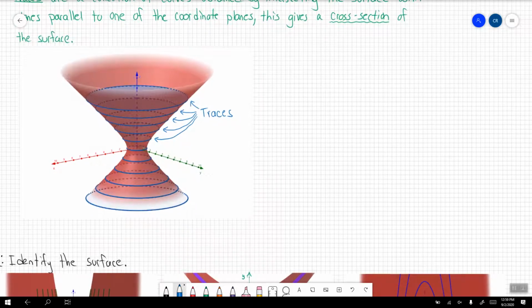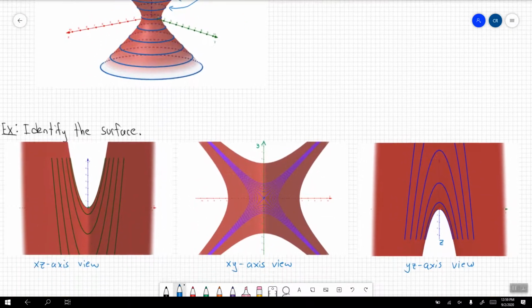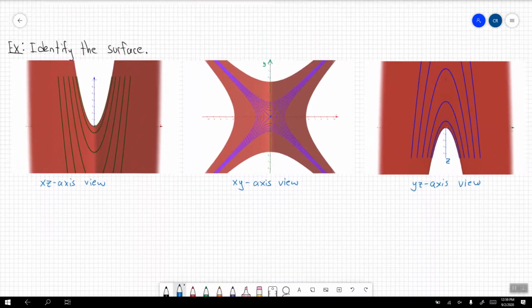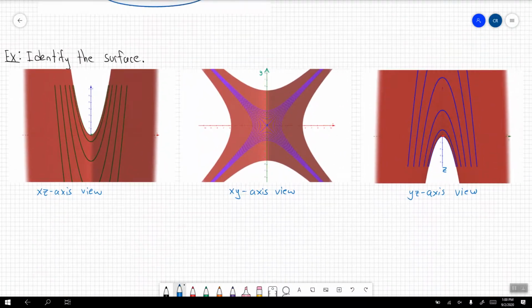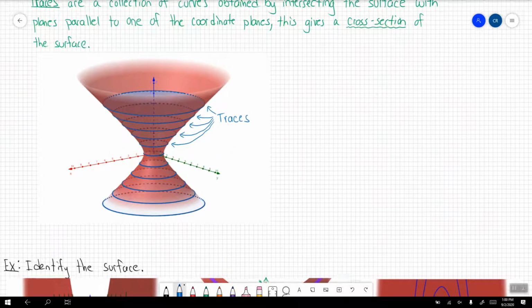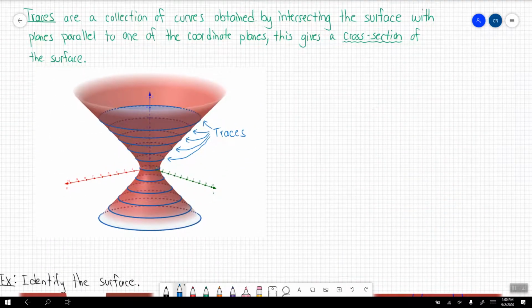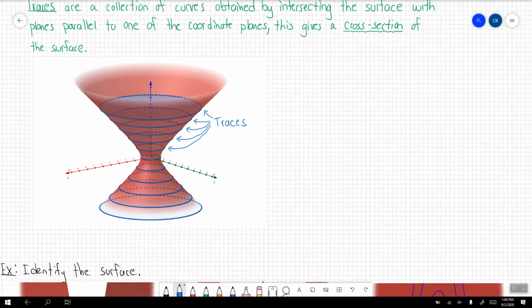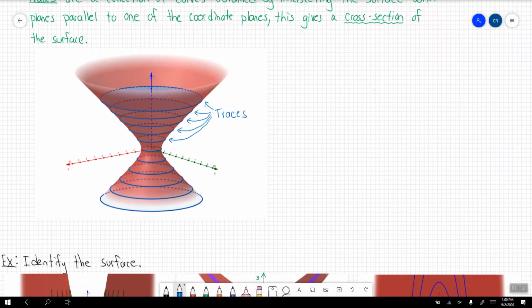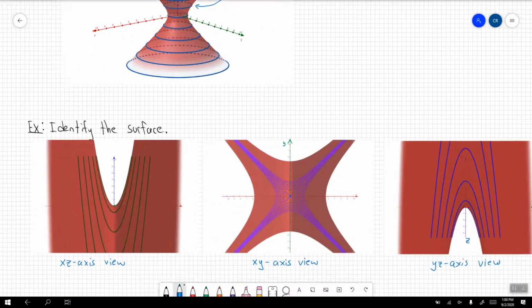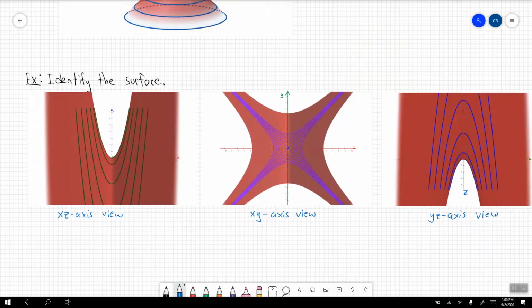So let's see if we can then identify this surface. Again, looking at the traces, the definition for traces says that it's going to be a collection of curves obtained by intersecting the surface with parallel planes. Okay, and they're going to have to be parallel planes to a specific plane.